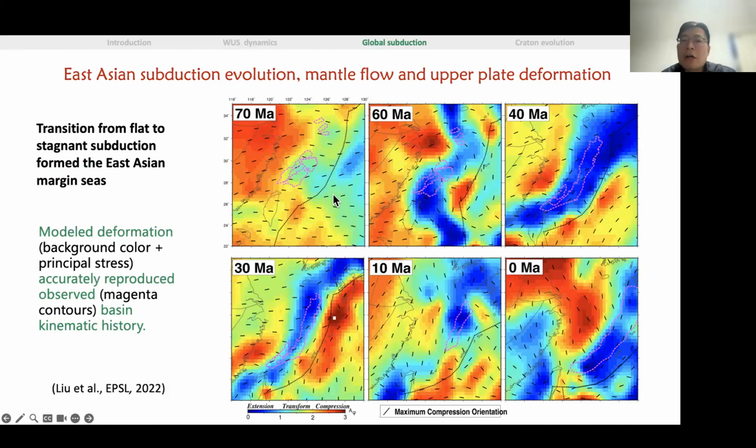So this is the same model. What you're seeing here is that landward flow caused the formation of the East China Sea. The background color here shows the model predicted stress state. Blue here means extension, red means compression, and the black bars are the compressional maximum stress. So overall, the blue region, as you can see, very nicely reproduces the observed magenta contour. This is the observed basin extension history. Okay, so it's a nice validation to the model as well.